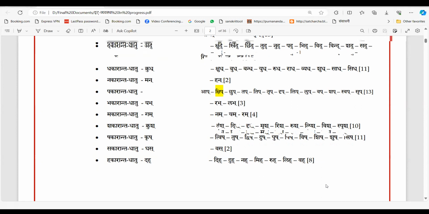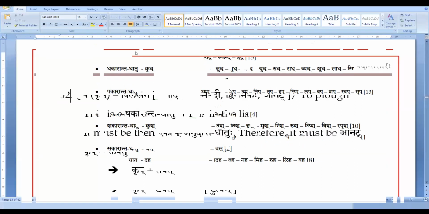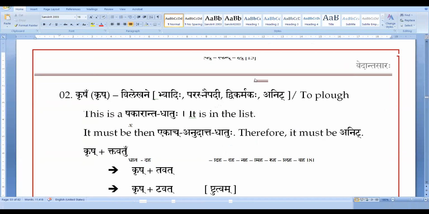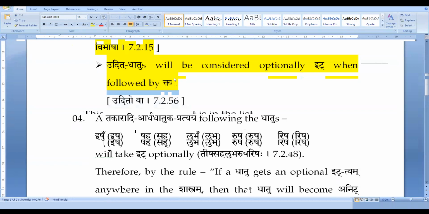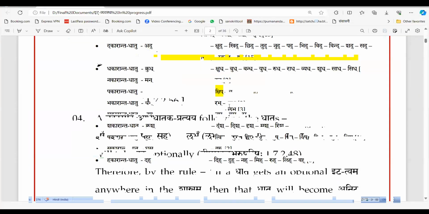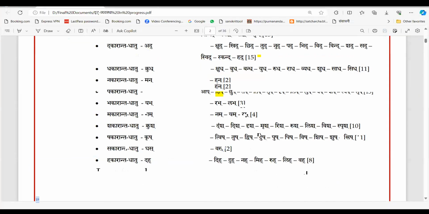I said not in the list means in this list, in the Nishtha Pratyaya rules. There, among the 5 dhatus, it was not there. So it means it is there in the Anit dhatu list. Therefore, this dhatu is Anit dhatu. It will not take Itakama. It is an Eka Anudata dhatu because it is in the main list.